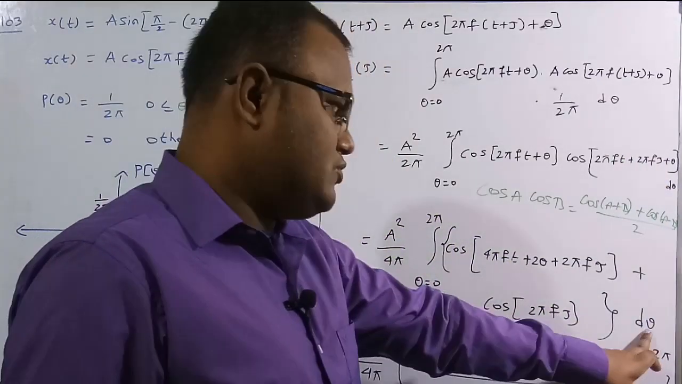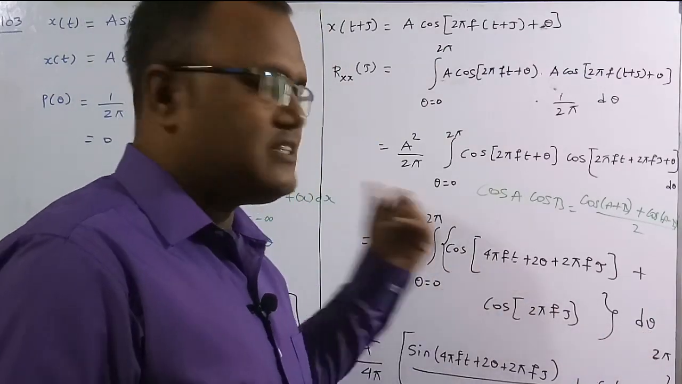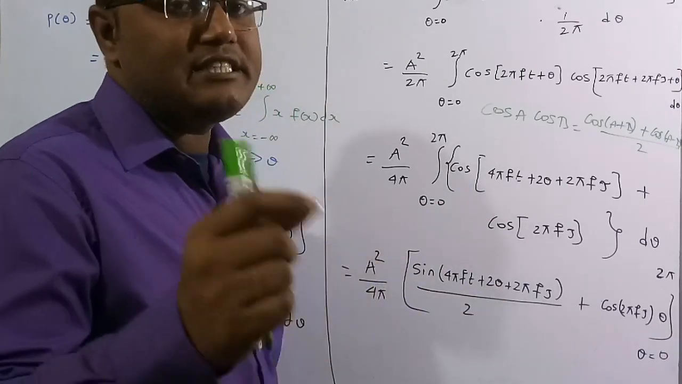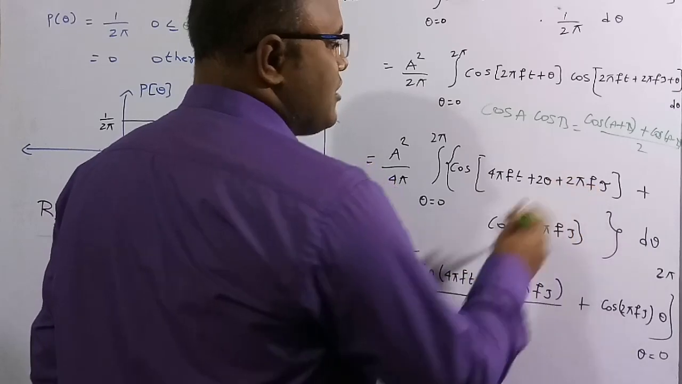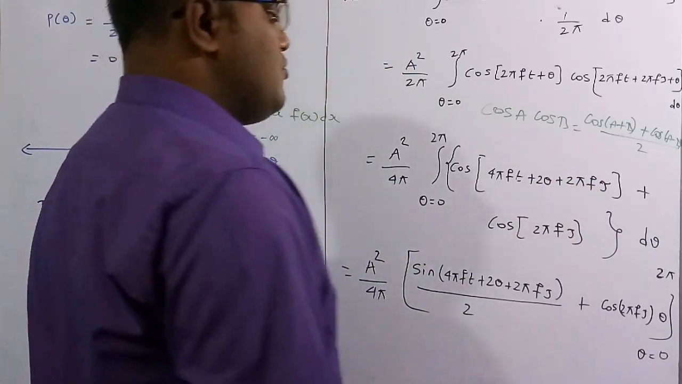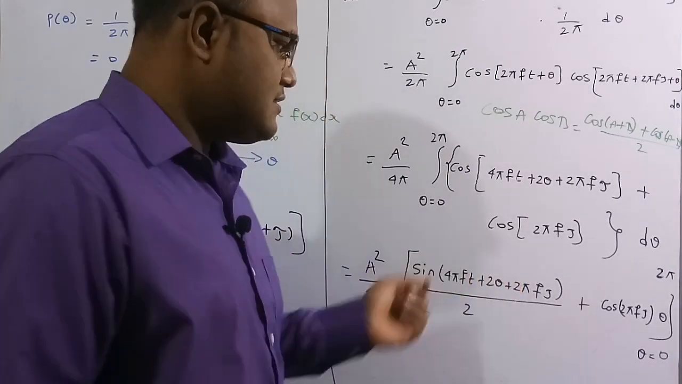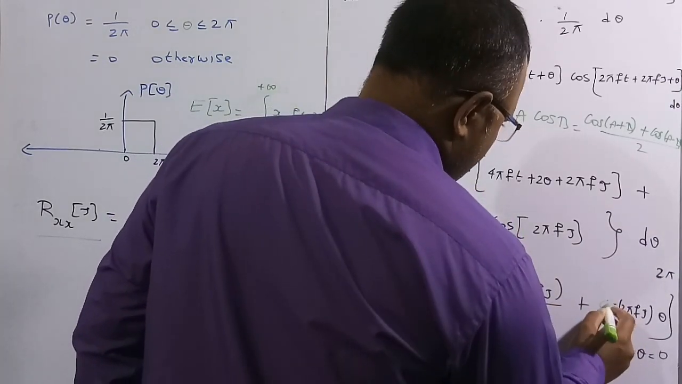So now you have to do integration with respect to d tau. Integration of cos is nothing but sine. Integration of cos is again sine, but we are going to do integration with respect to only theta, so theta is the only variable and all the others are constants. So now it is going to become 2 in the denominator, plus integration of cos is again sine.